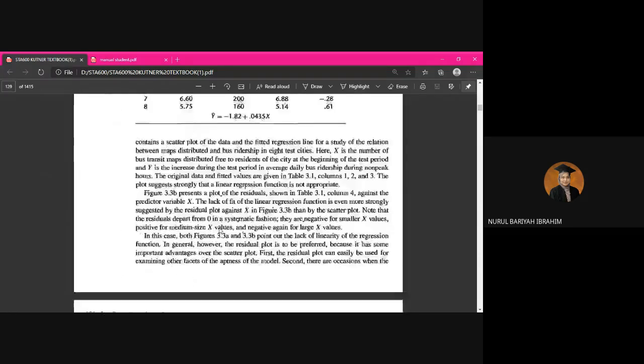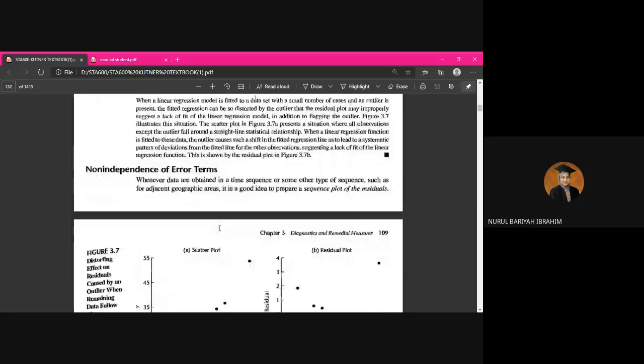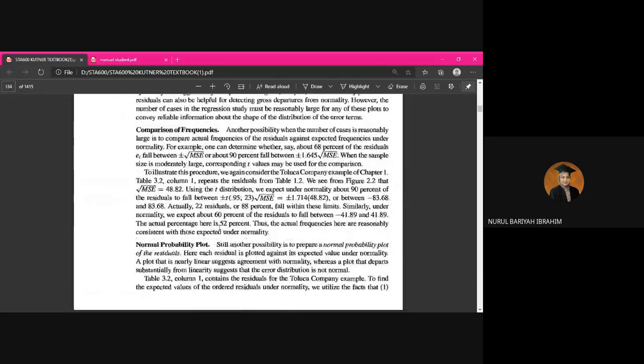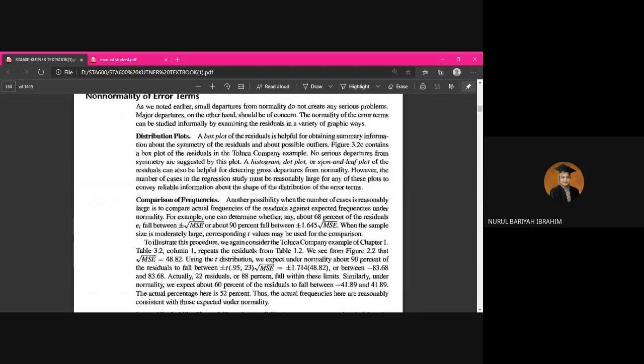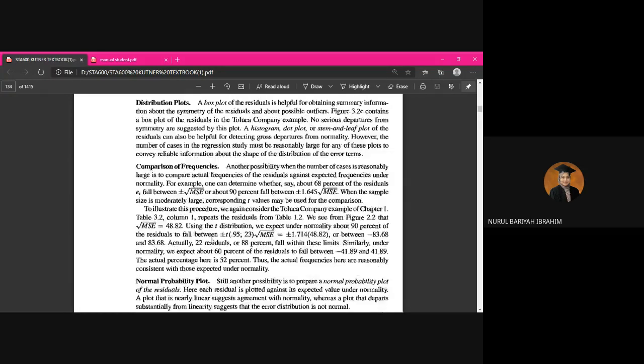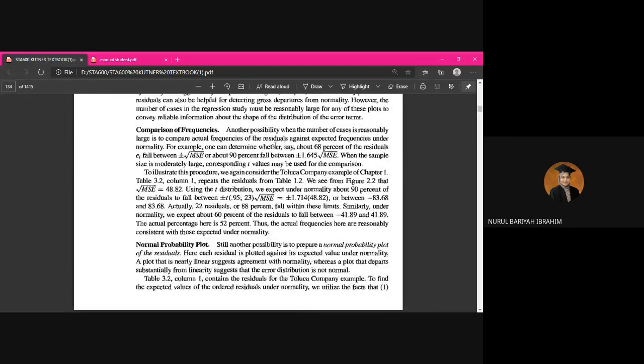Okay, apa yang boleh you check lagi adalah boleh gunakan juga histogram. Okay, you know how to draw the histogram. Juga boleh gunakan stem and leaf plot. Tapi not recommended sangatlah gunakan this plot. Okay, yang kedua adalah gunakan comparison of the frequency, which is kita akan gunakan when the number of cases is reasonably large is to compare with the actual frequency of the residual against expected frequency under normality. So this method also is not frequently used by the researcher.